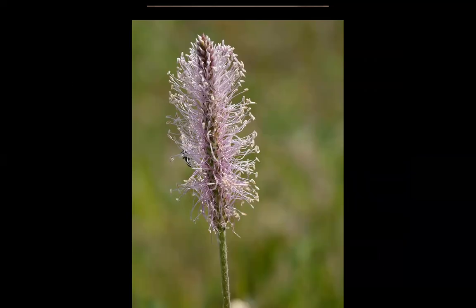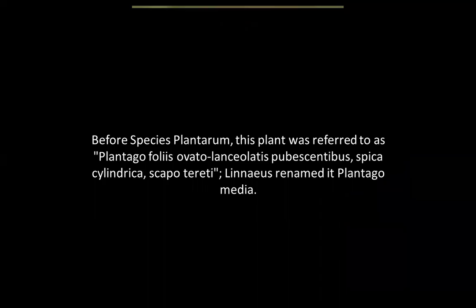What is interesting is that until Linnaeus, apparently the plants were not named. I mean, they were named, but in this way. Like, for example, this plant was referred to as Plantago follis ovato lanceolatis pubescentibus spica cylindrica scapo tereti. And Linnaeus renamed it Plantago media.